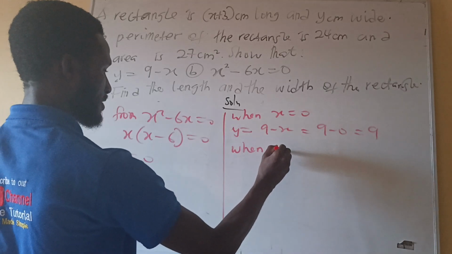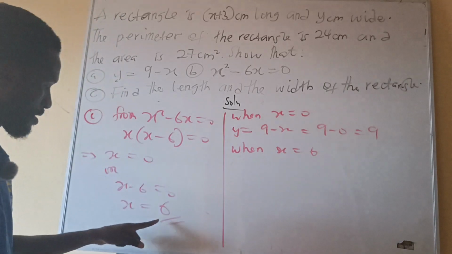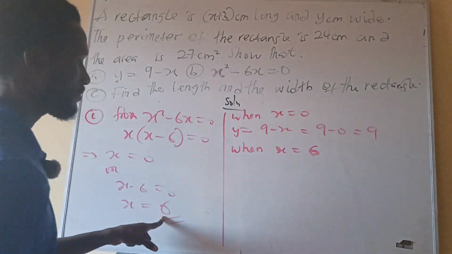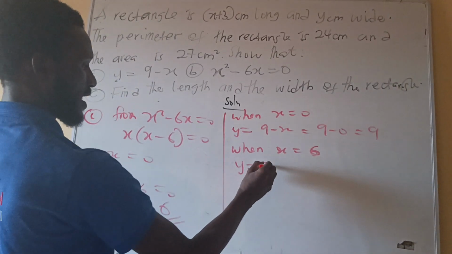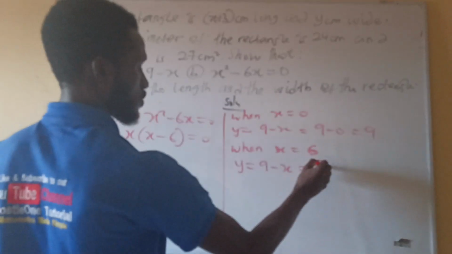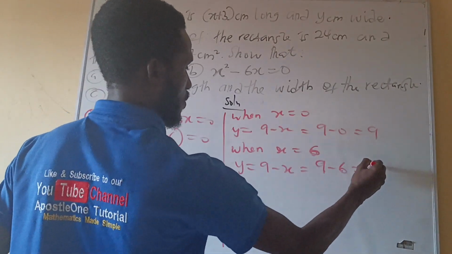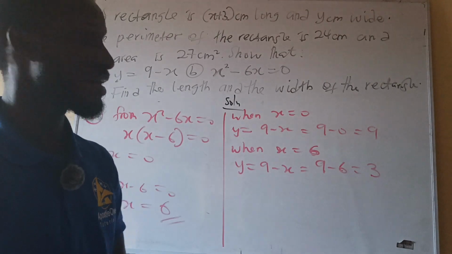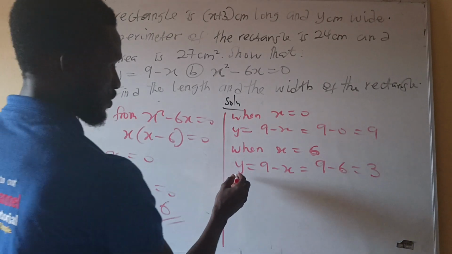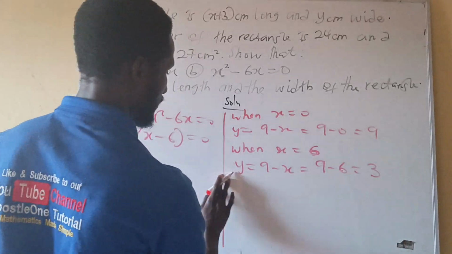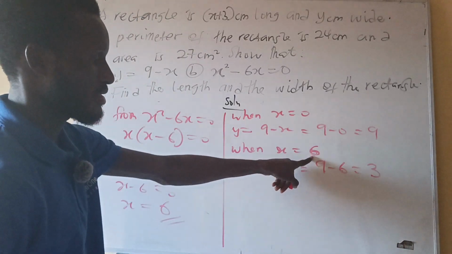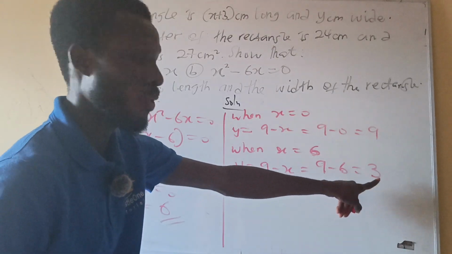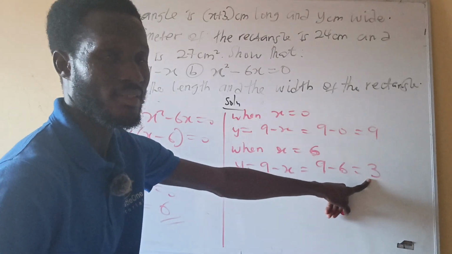Now when x is equal to 6, what will be y? Y is still 9 minus x. So 9 minus 6, which is equal to 3. Meaning we are getting two answers for the width, two answers for the length. It means that anytime x is equal to 6, I'm going to get y to be 3. Don't forget that y is the same as the width.